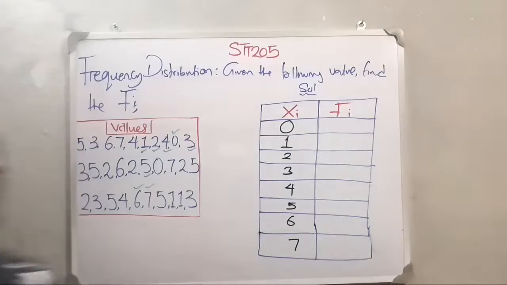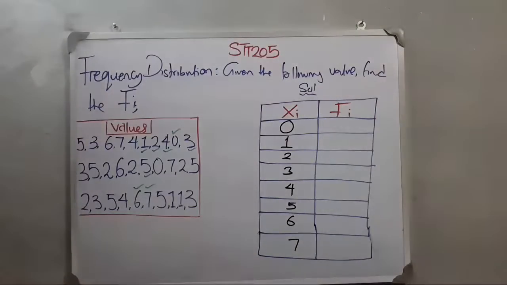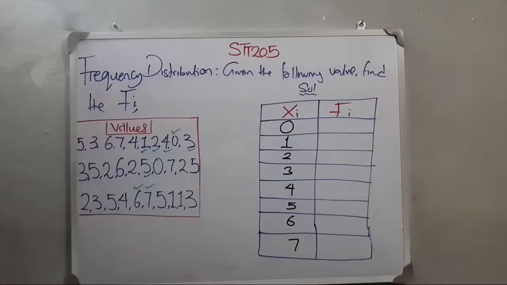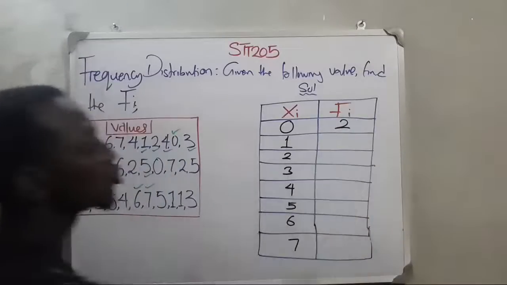So from here we can say, for the frequency distribution of 0, let's look at our values here. What is the frequency? Talking about the frequency, how many times did 0 appear in this distribution? Then we begin to count. We have 1, we have 2. So the frequency of 0 is 2.